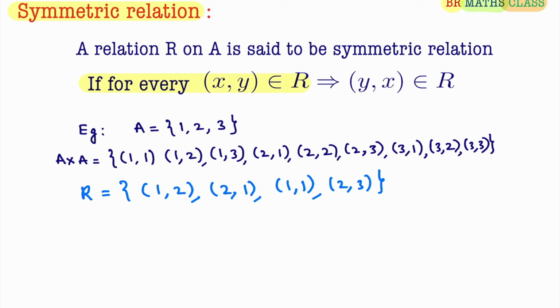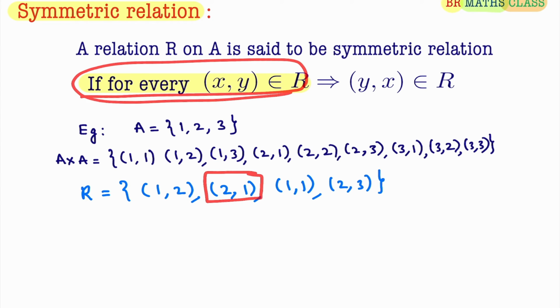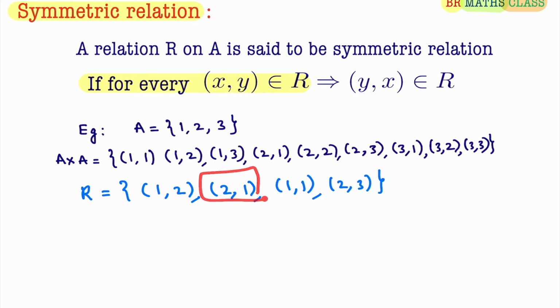Like that, you need to check every ordered pair. For every ordered pair (x, y) belongs to R, (y, x) must belong to the relation. Here you take the ordered pair (2, 1). The reverse order (y, x) is (1, 2). Is (1, 2) there in this relation? Yes, (1, 2) is there in this relation. So this element passed the symmetric test. I hope you are understanding, right?